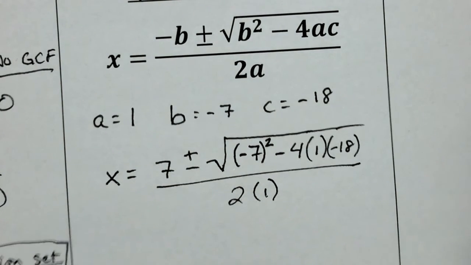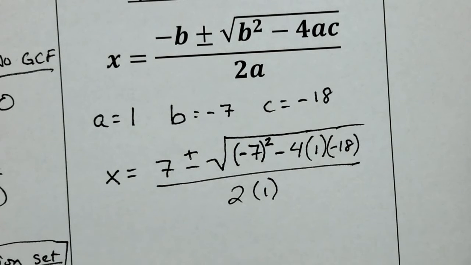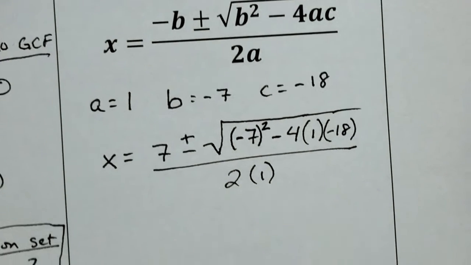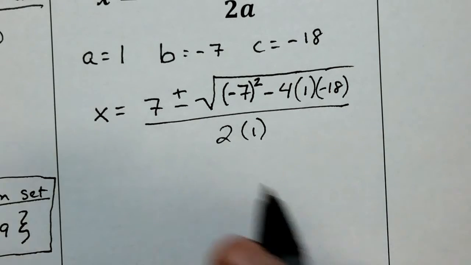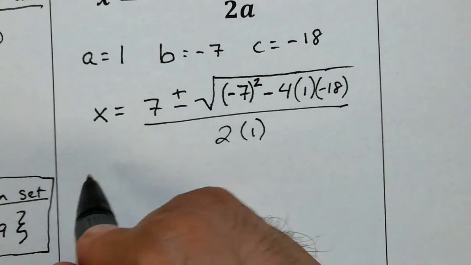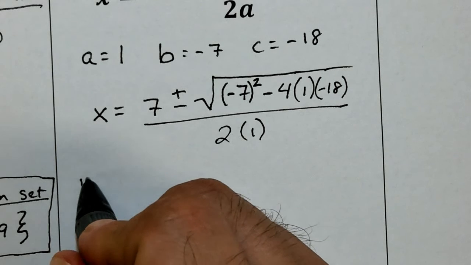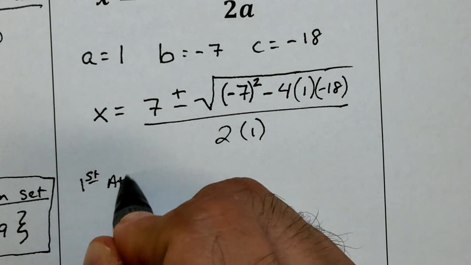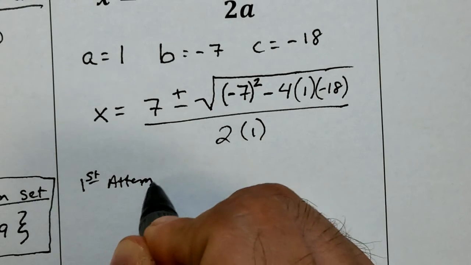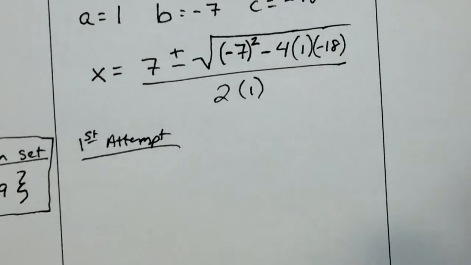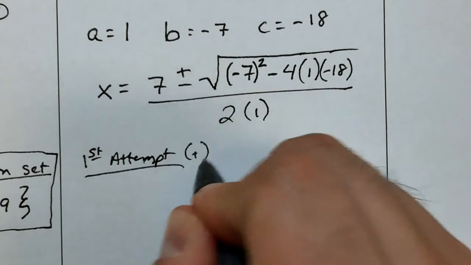Now here's what you're going to do. What this really means here is that you are going to do this equation twice. So I'm going to do it the first time with the plus, right? So this is my first attempt. Now, I normally don't write first attempt, but I just want to point out that this is happening twice. This is with the plus, okay?